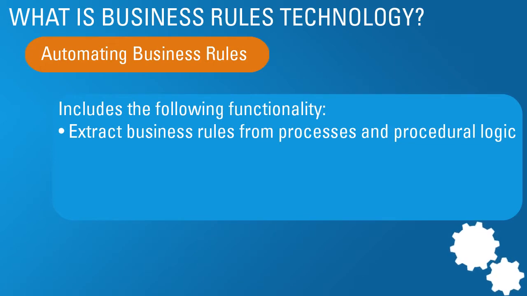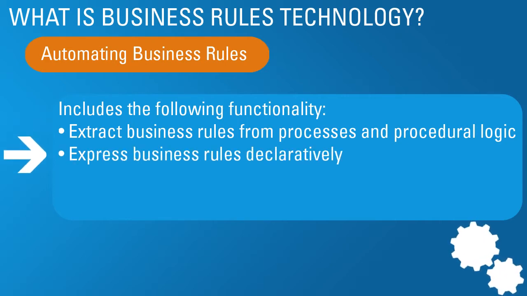When we automate business rules, we want to make sure that we have this kind of technical functionality in the automation. We want to make sure that we've extracted the business rules from the procedural logic. So the processes will remain the same, but the business rule will be outside of the process itself. We want to make sure that we can express the rule declaratively. So I want to be able to say in a statement form, what is the rule? That is very legible and readable by any reader, not just a programmer.